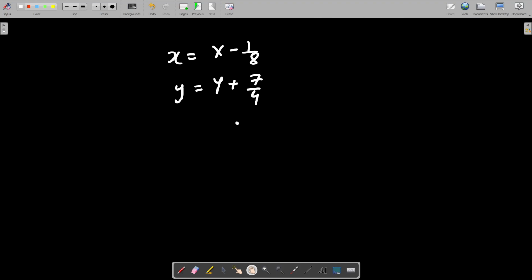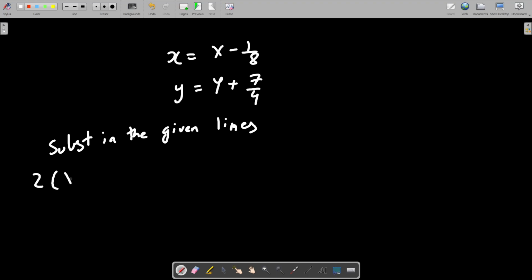So what are the equations of your lines? Substitute in the given lines. What is the first line? 2x. So 2x, I'll write it as X minus 1 by 8, plus 3y. So y, I'll write it as capital Y plus 7 by 4, is equal to 5, right?